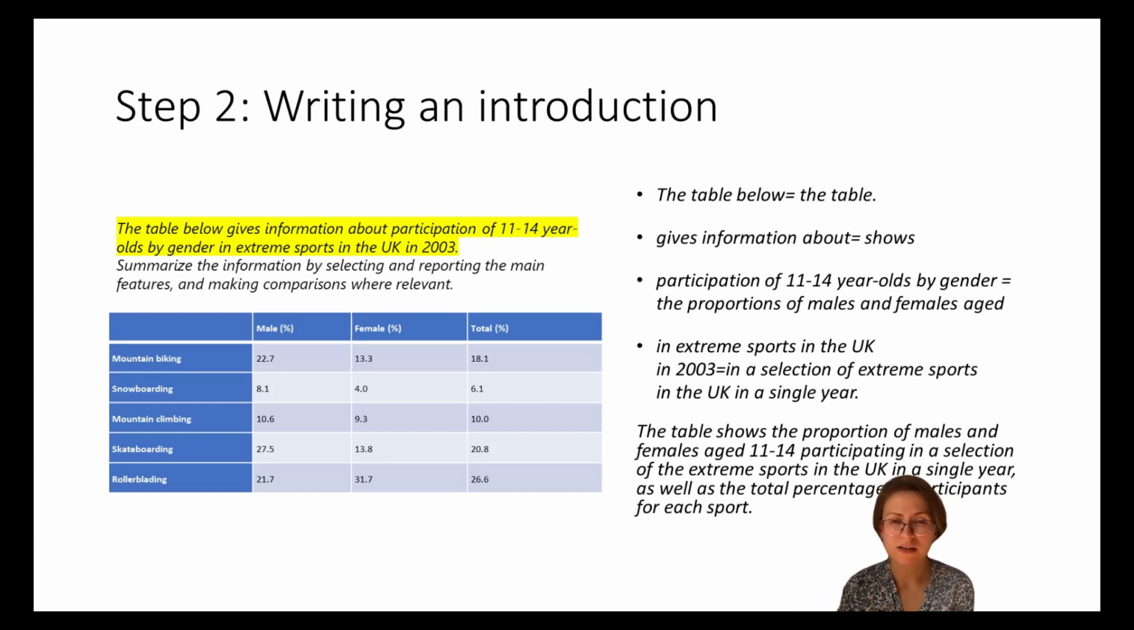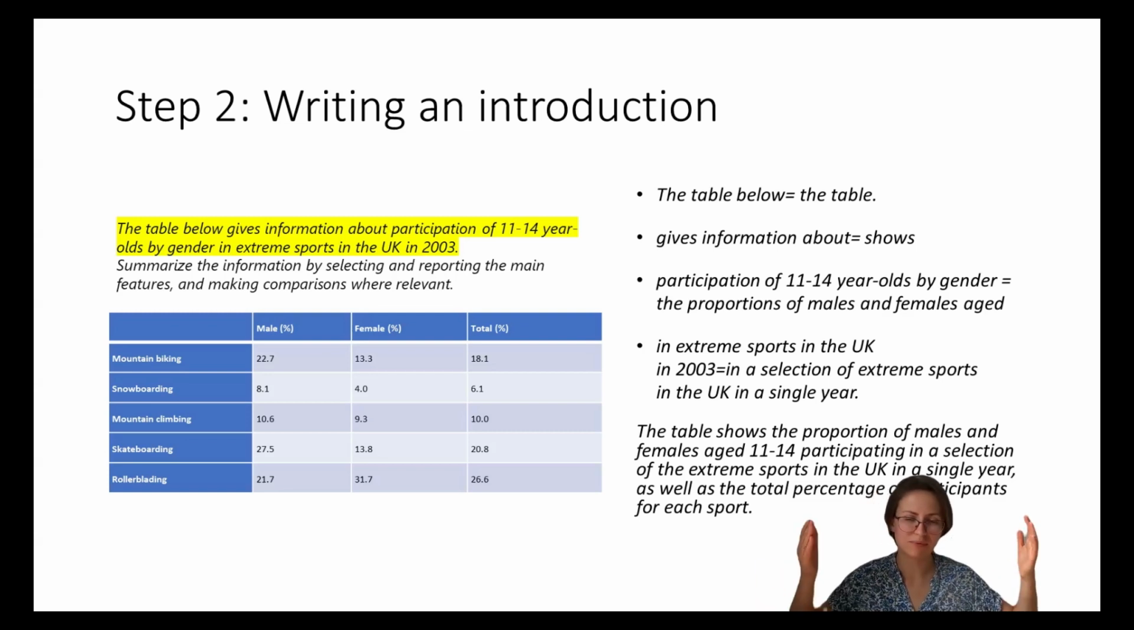Now, to paraphrase the object, I'm going to look at the table to see what the columns show. And what we see is percentages or proportions. And that is the word that I'm going to use. Proportions of males and females aged 11 to 14. And then the rest of my object, in a selection of extreme sports in the UK in 2003, becomes in a single year. All right, so this is how it technically works.